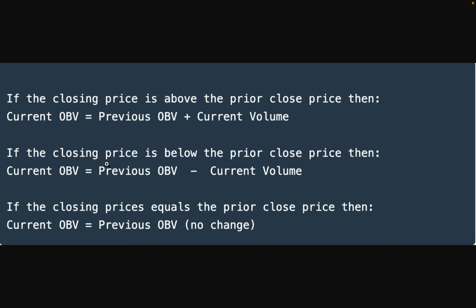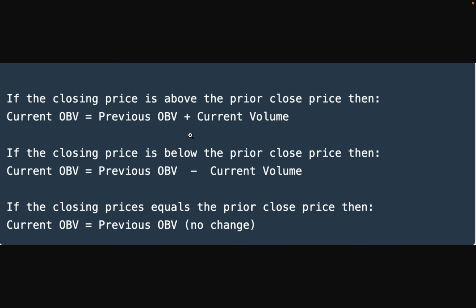The second way, if the closing price is below the prior close price, then the current OBV is going to equal the previous OBV minus the current volume. The third way is if the closing price is equal to the prior close price, then the current OBV is going to equal the previous OBV. So there would be absolutely no change here, right? So depending on what the closing price is in comparison to the prior closing price, this is how it would be calculated.